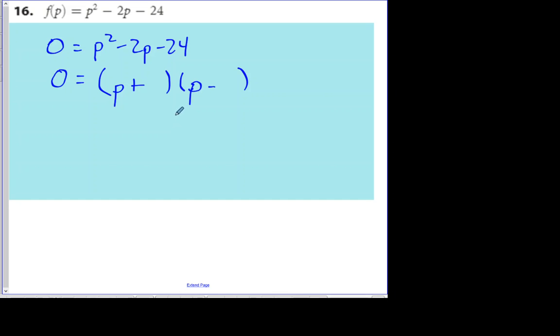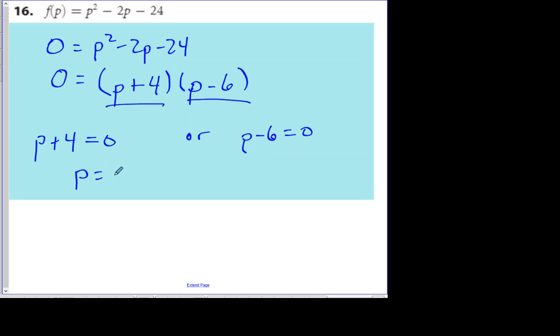So what are the factors of negative 24 that have a sum of negative 2? Anybody? Negative 6 and 4. We need minus 6 and plus 4. Alright, so now you factored it, you've got two binomials, so that means either this is 0 or that is 0. Write your two equations, p plus 4 is 0, or p minus 6 is 0. On this one, subtract 4 from both sides, we get negative 4. On the other one, add 6 to both sides, we get positive 6.